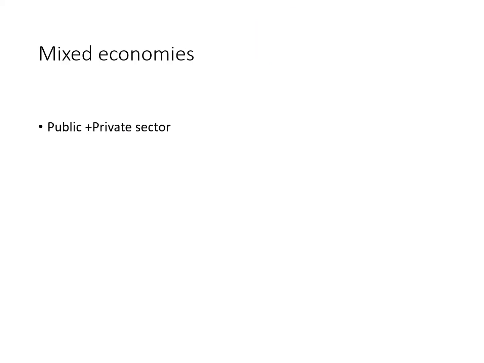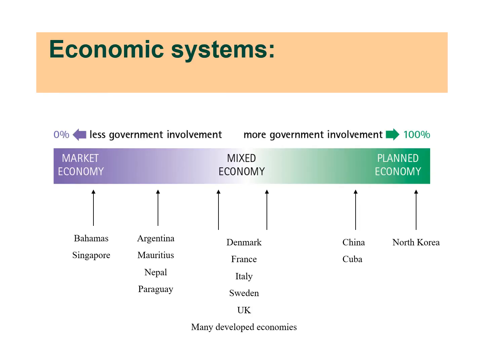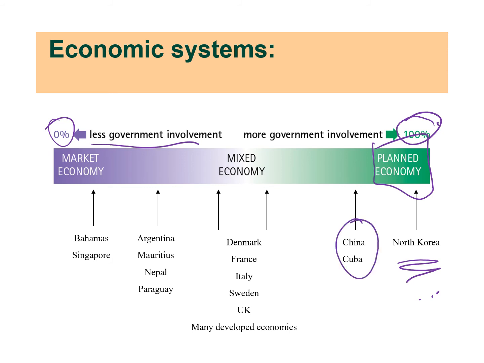Mixed economies, as we said, are a combination of both public sector and private sector intervention. So here you have this on page 40 in your book. It shows you from 0%, which is less government involvement, until 100% government involvement, which means we're talking about planned economies. A great example would be North Korea, so 100% government involvement. China and Cuba, let's say it is 70% government involvement, but it would lean more towards a planned economy and not a mixed economy.